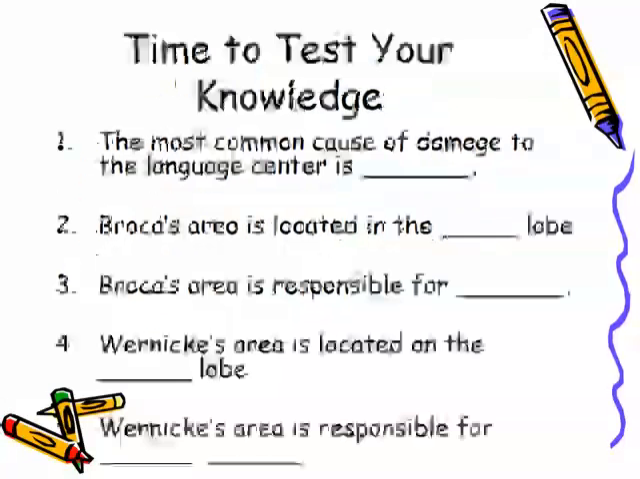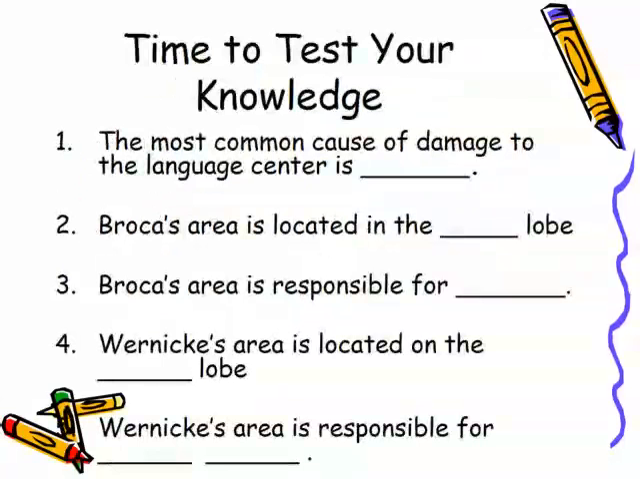So to just do a little quiz to test your knowledge on the different kinds of aphasias, see if you can fill in the answers. Question number 1 says the most common cause of damage to the language center is, and if you entered stroke or cerebrovascular accident, CVA, then you are correct. Number 2 says Broca's area is located in the what lobe of the brain? If you answered frontal lobe, you're correct.